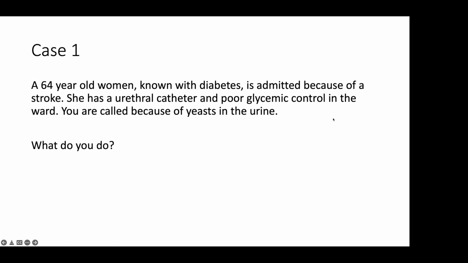So based on what I've just said and what you know, this is the first case. A 64-year-old woman, known with diabetes, is admitted because of a stroke. She has a urethral catheter in situ. She's got poor glycemic control in the ward, and you're called out because you're doing your microbiology time, and you call it out because yeasts have been identified in the urine. What will you do, or what will you advise?